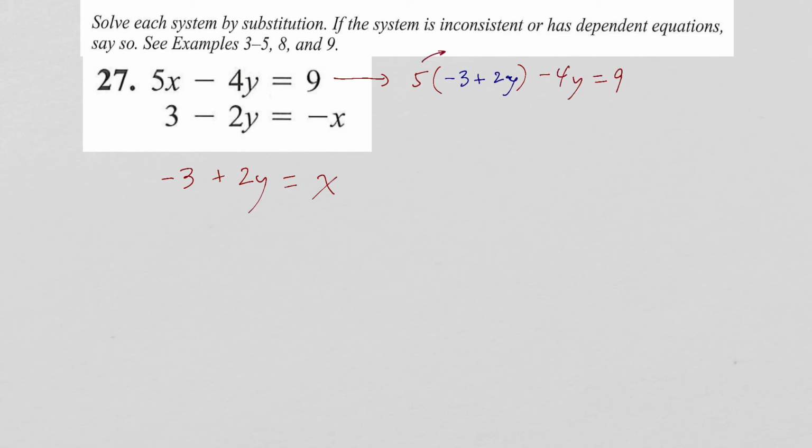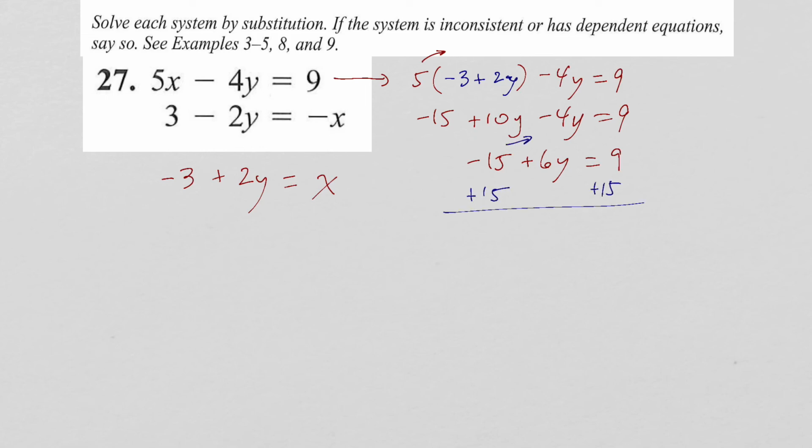So I'll distribute this and I'll get negative 15 plus 10y minus 4y is equal to 9. 10 minus 4 is positive 6. Now I'm going to move this over by adding it. And I'll get 6y is equal to 24. And I'll divide by 6. And I'll get y is equal to 4.